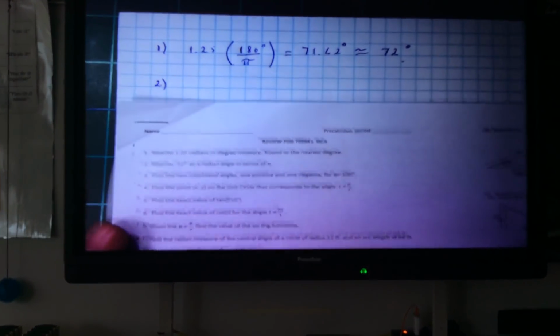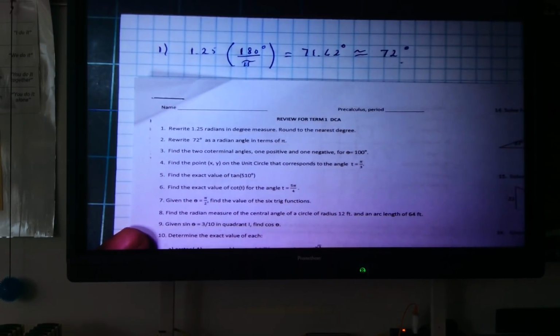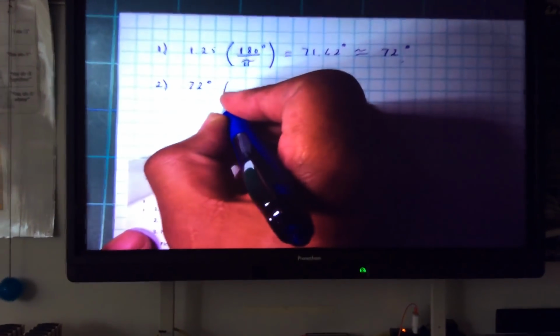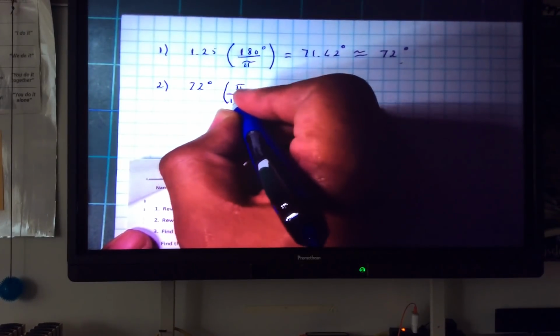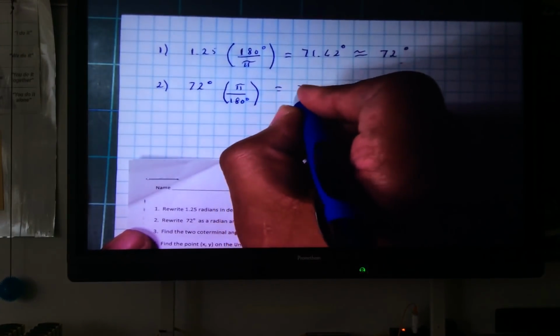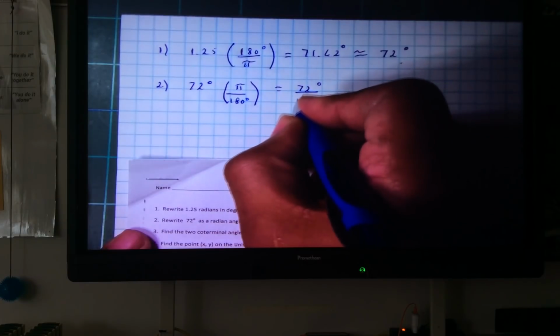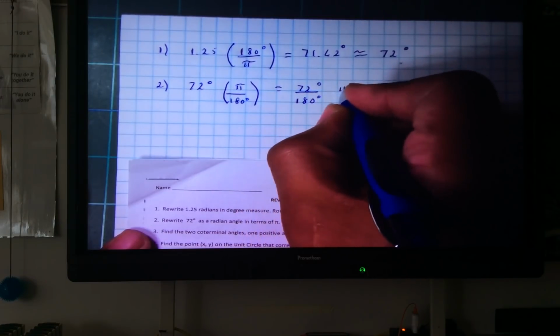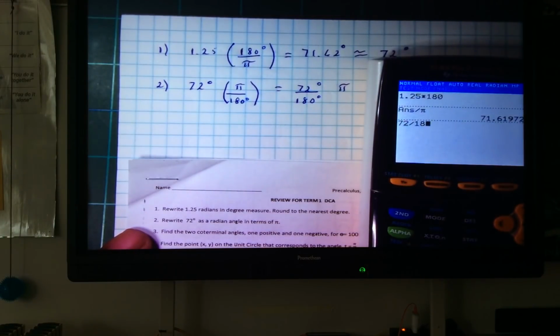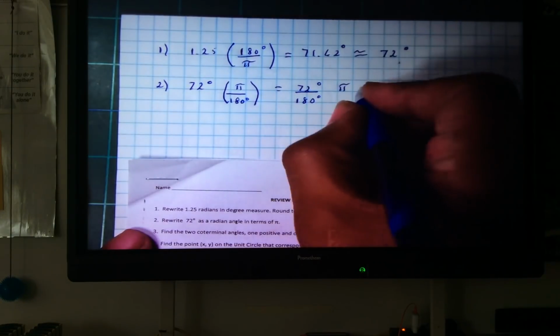Now, the second problem says rewrite 72 as a radian angle in terms of pi. So I'm going to take 72 degrees times pi over 180 degrees. Now, I need pi in there, so I'm going to rewrite this as 72 degrees divided by 180 and then put the pi in the back. So 72 divided by 180 is 0.4. I'm going to convert that to a fraction rather than a decimal. So this will be 2 pi over 5.